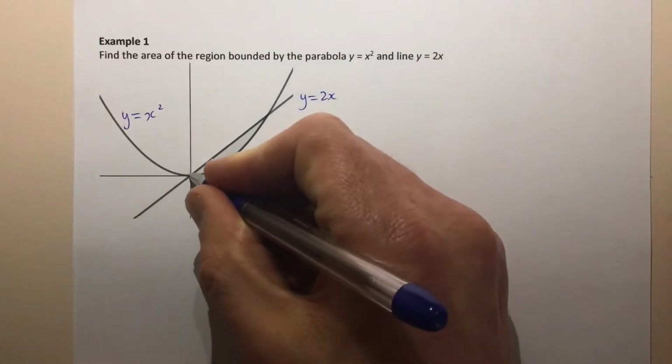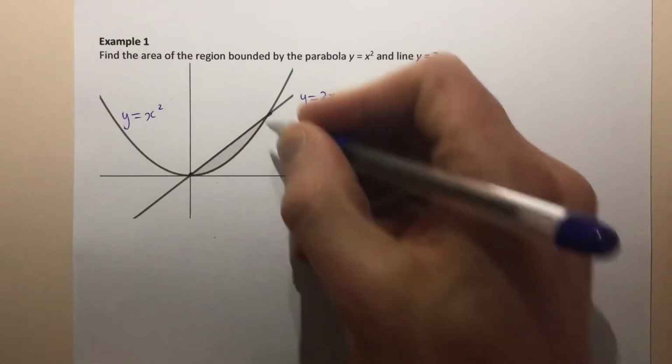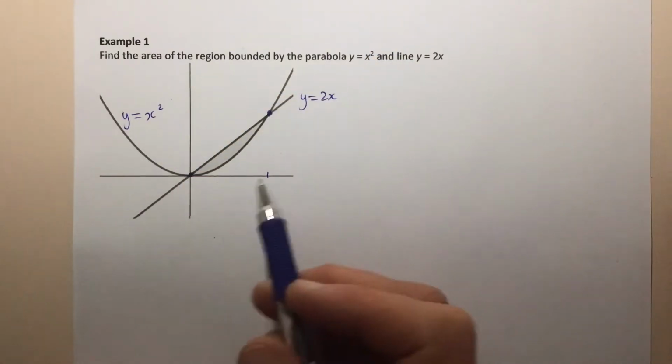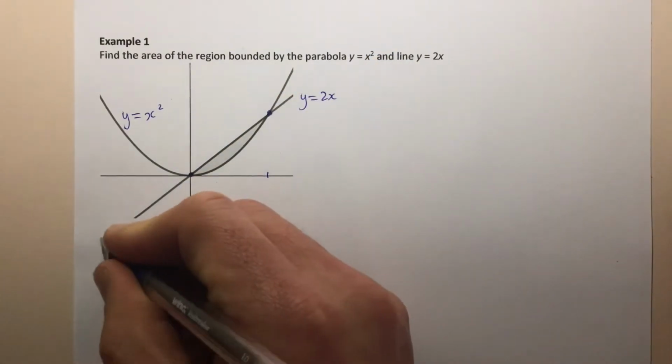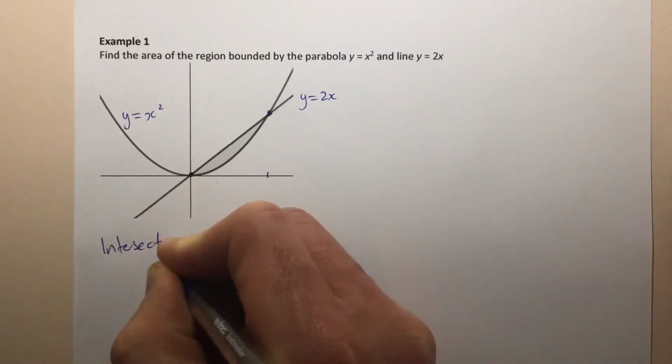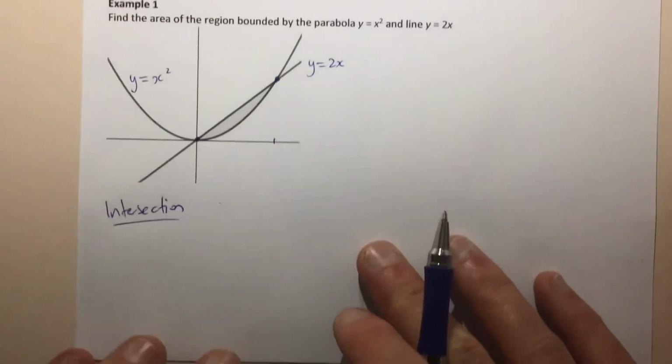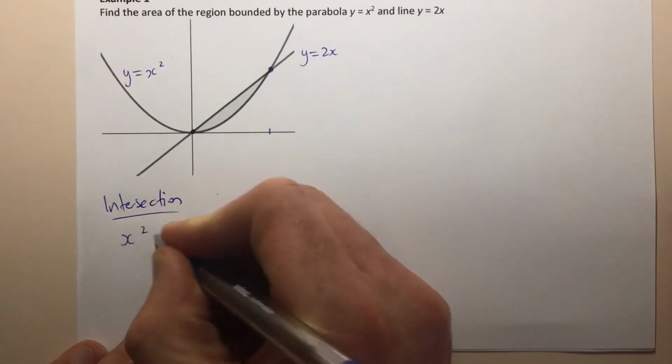Now, if we're going to find this shaded area, what we first need to know is where do the two graphs actually intersect. So where do these points of intersection occur? Because that will give us our lower and upper terminals when we're setting up our integral. So let's find the intersection first by letting x squared equal 2x.